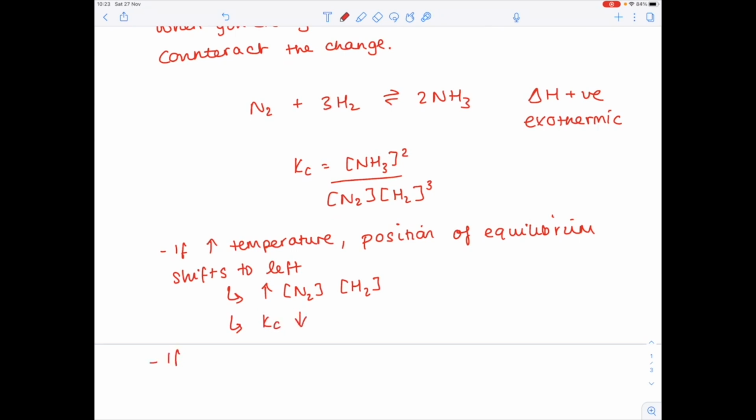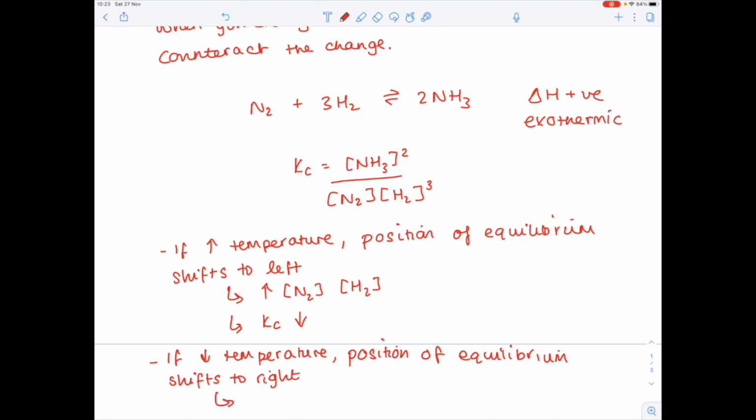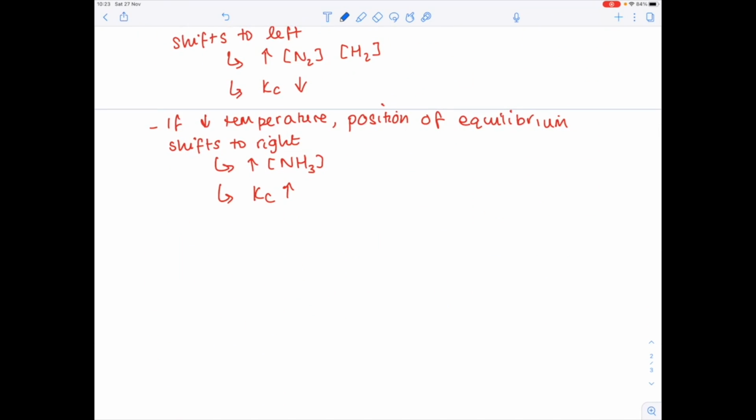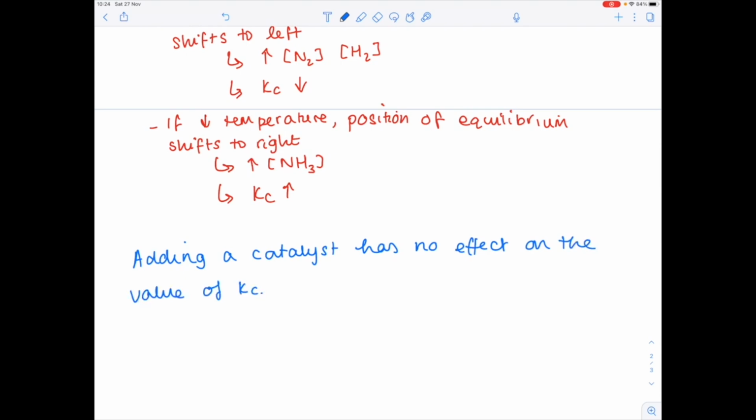If we consider if we decrease the temperature, this time the position of equilibrium shifts to the opposite, so to the right hand side. So therefore we make more ammonia. So the ammonia concentration increases, which means this number gets bigger, and therefore Kc increases in value. One last thing is to point out that adding a catalyst has no effect on Kc value. And that's because it speeds up the forward and reverse reactions equally.